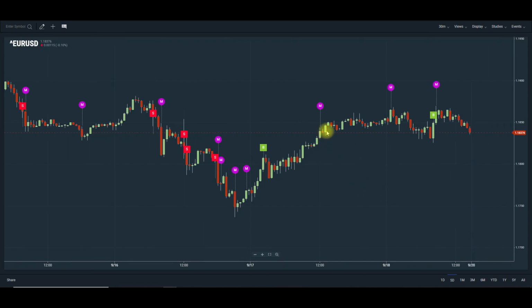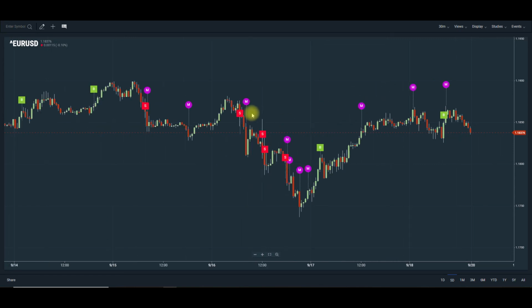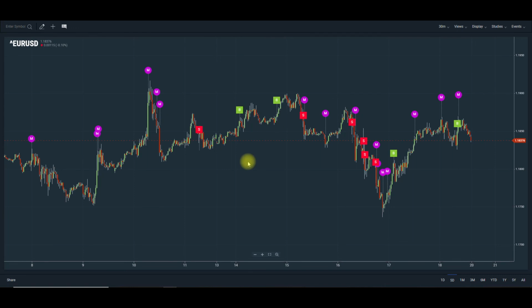I don't know how many hours that is, but that's like 10 hours between signals. So it's one of those things that forces you to sit on your hands and wait for high probability trades, and they come in runs. They don't come consistently all over the place.